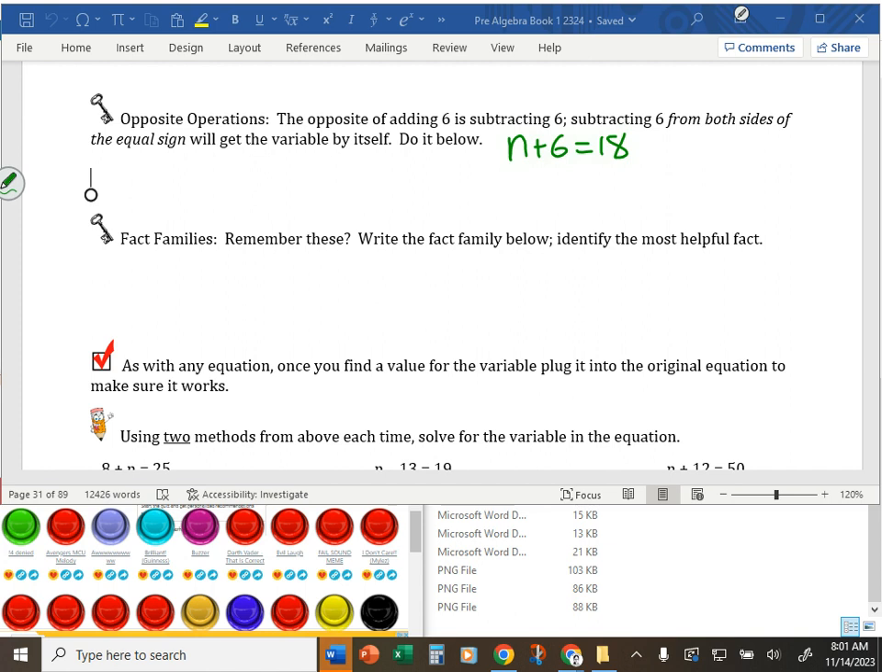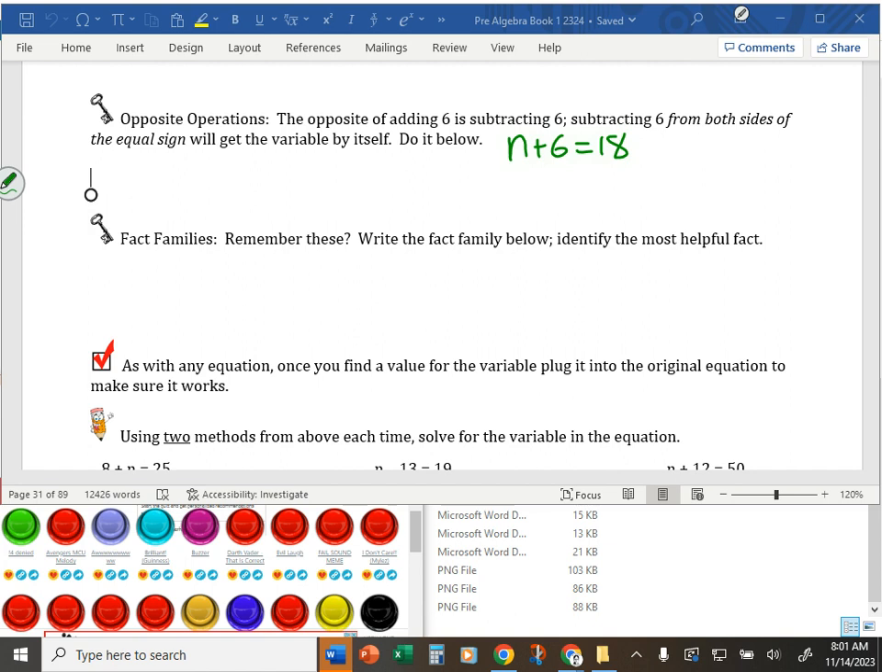If it fails, could you use guess and check? Yes, right? But it takes longer, not very efficient. On a timed test, it's not going to benefit you as well as opposite operations. Well, that's what I'm going to be teaching you. When you show your work, that's what I'm going to require you to use. So, how would you solve this using opposite operations? And explain your thinking too, James.